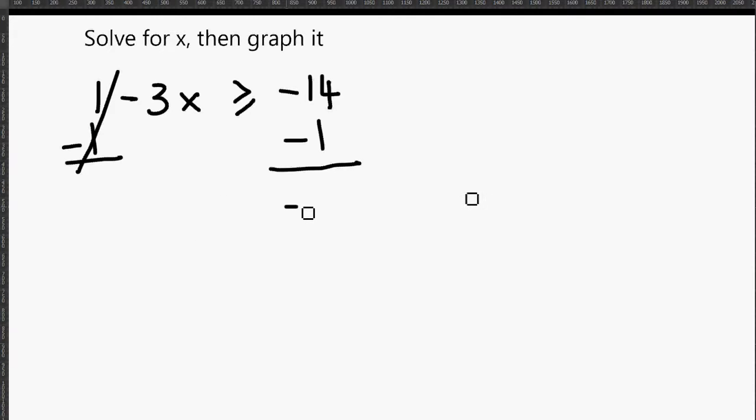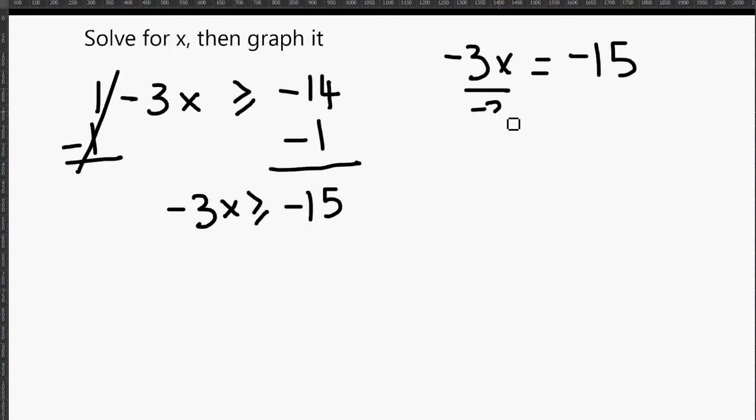Now here's the difference between solving an equation and solving an inequality. This is very important. So here we have negative 3x is greater than or equal to negative 15. If this was a regular equation, so negative 3x is equal to negative 15, then I would do what I always do, which is divide by negative 3, divide by negative 3, and get the answer as 5. But that's actually not what you do here.